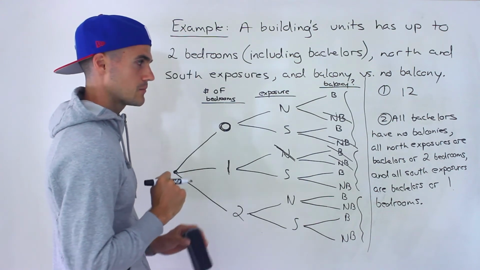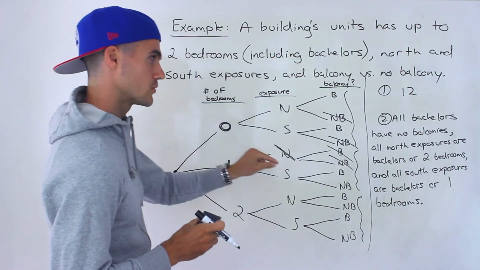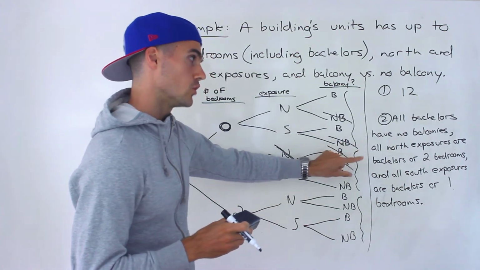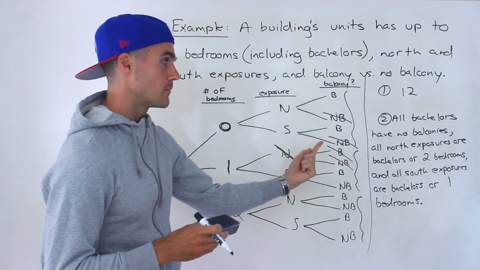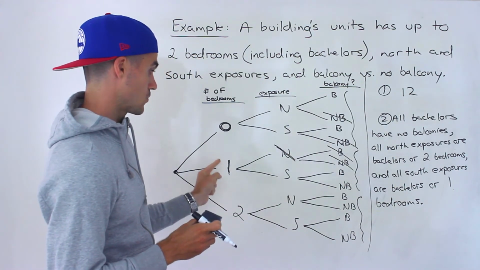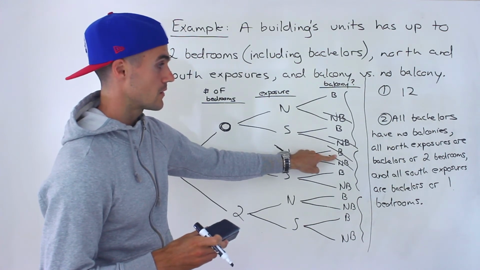I know the wording can be a little bit tricky, so that's what I was saying with number 2. You got to be really conscious here. All north exposures are bachelors or 2 bedrooms, so you can't have a 1 bedroom north exposure. So 1 bedroom, north, we crossed out those 2 possibilities right there.